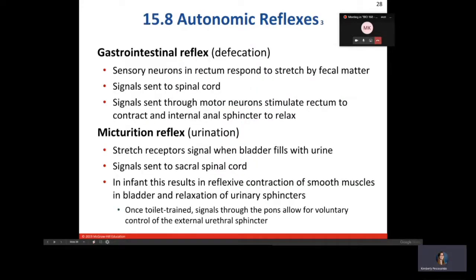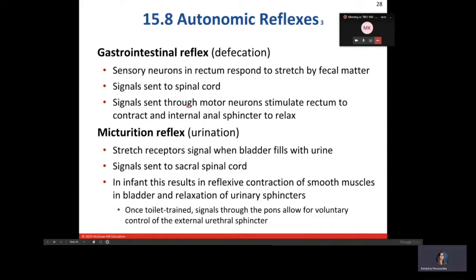So I'm going to start with, we can talk about the gastrointestinal reflex briefly, and then we'll go to the micturition reflex. Both of these reflexes we're going to talk about, as well as the cardiovascular one, we're going to talk about in more detail in 169. But so the gastrointestinal reflex for defecation, once again, it's all about stretch receptors. We have a lot of stretch receptors in our visceral sensory receptors. So our stretch receptors in the rectum are going to respond to stretch by fecal matter. So when our rectum gets full of poop, we're going to get stretched out, and it's going to send information up to our spinal cord.